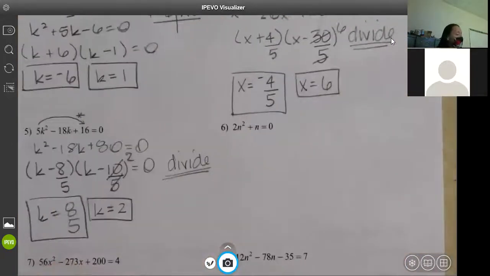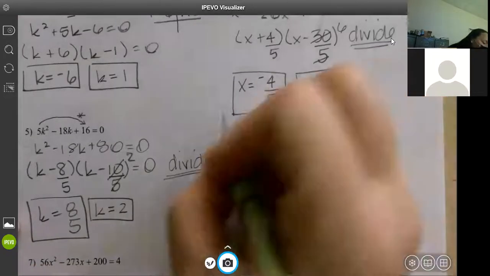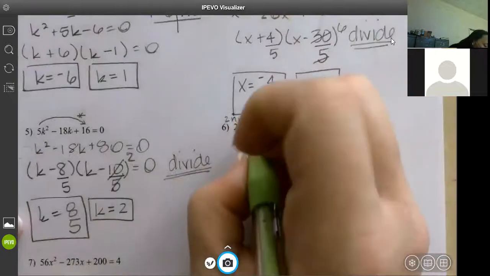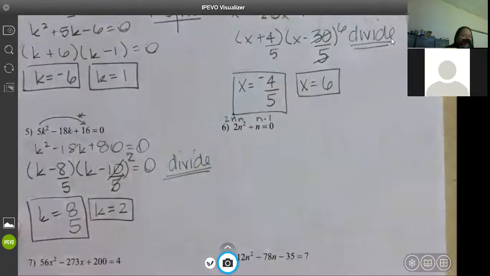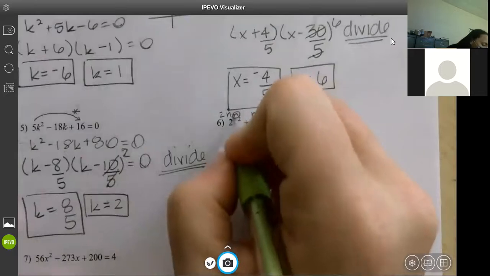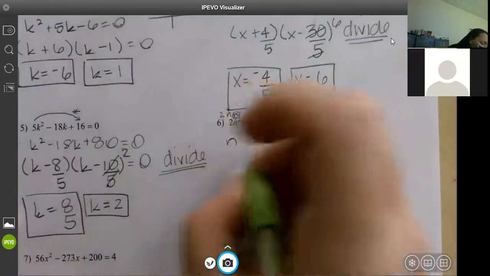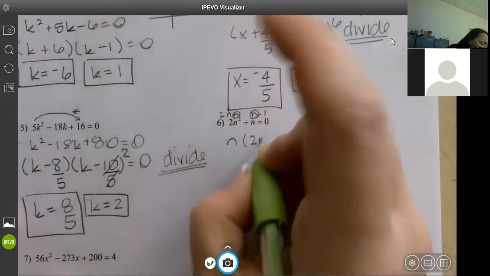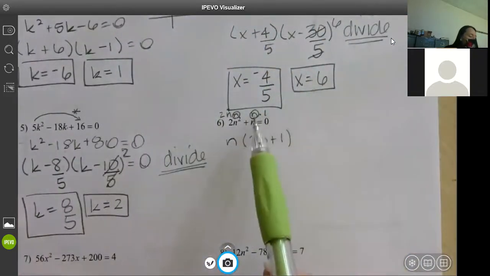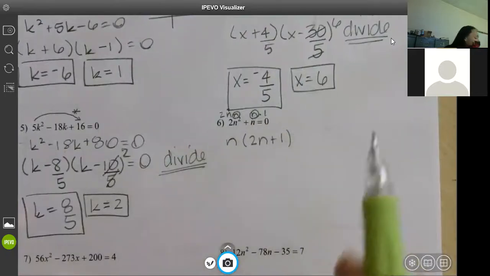All right, number 6 is a little different. It's only 2 terms equal to 0. That means I either have pairs and share or I have GCF, right? All right, so I have 2n squared and n. And I'm going to go ahead and put the 1 with it. And there's a reason that I'm doing that. I can factor out an n. That leaves you with 2n plus 1. Make sure that any time that you circle everything, there's always a factor of 1. Okay?